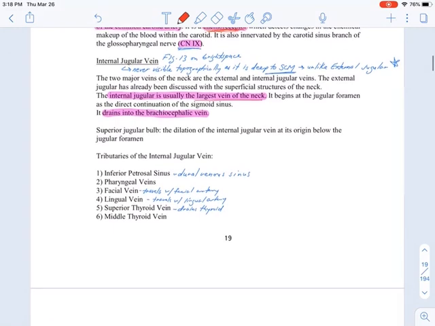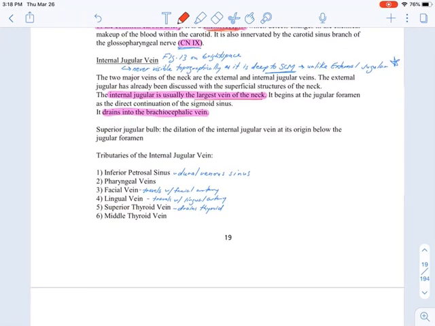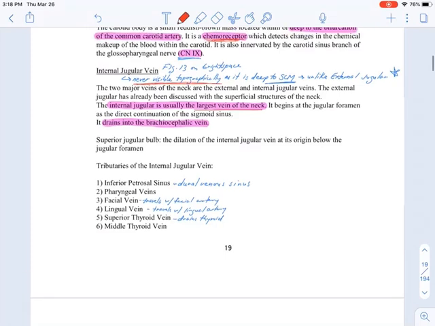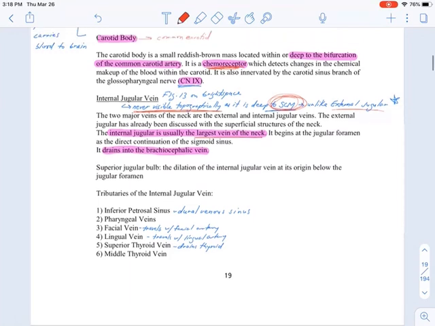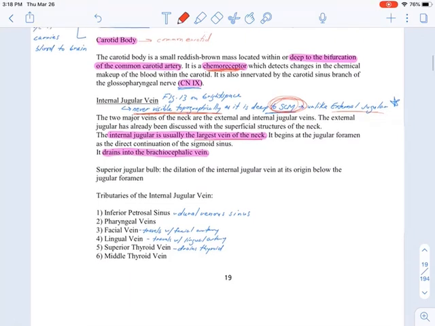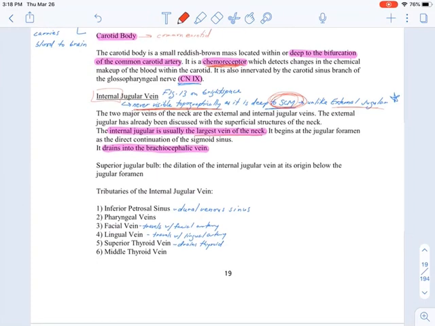Now onto the internal jugular vein. So internal jugular, it's never going to be visible topographically, meaning if you look at someone's neck, you cannot see their internal jugular vein. It is deep to the SCM, and this is unlike the external jugular. So make sure you don't get tripped up here. Internal, you cannot see topographically. It is typically the largest vein in your neck, and it will drain into the brachiocephalic vein.